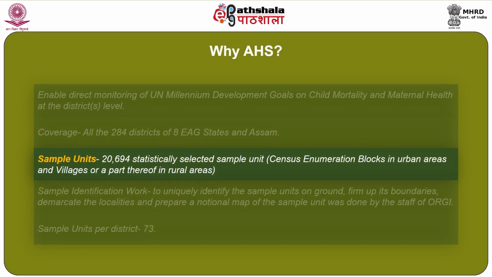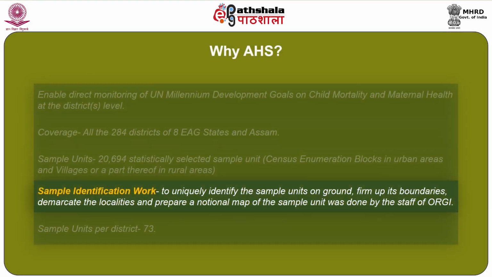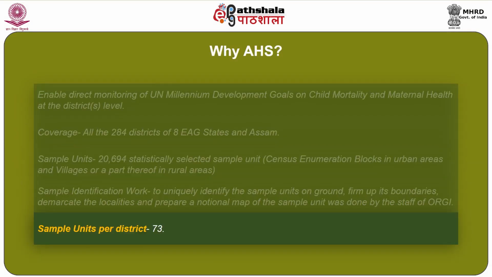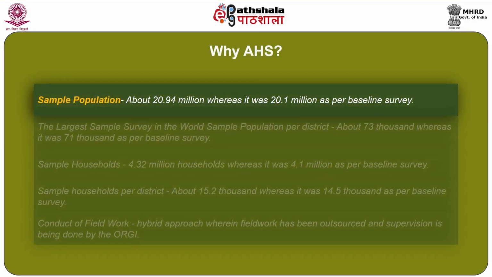The sample mainly covers 20,694 statistically selected sample units, census enumeration blocks in urban areas and villages or a part thereof in rural areas. Sample identification work, to uniquely identify the sample units on ground, form up their boundaries, demarcate the localities, and prepare a notional map of the sample unit, was done by the staff of ORGI. Sample units per district constitute 73. Sample population is about 20.94 million, whereas it was 20.1 million as per the baseline survey.